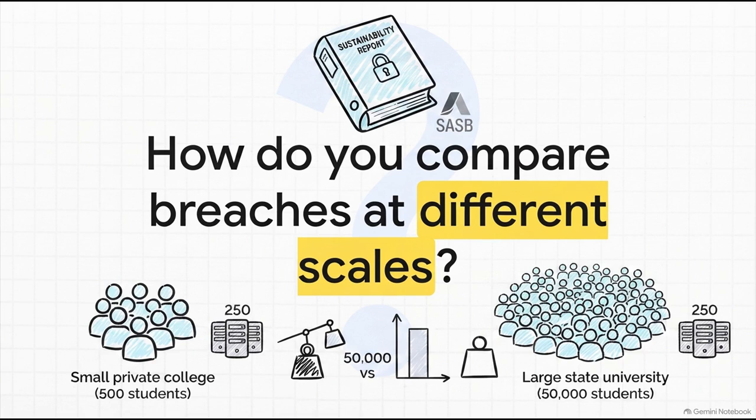Well, how do you compare a 50,000-student state university's data security breaches with a 500-student private college's breaches? It's pretty much impossible, because if the 500-student college has 250 records compromised, that's literally half their student body. But if the massive state university has the exact same number, it's just 0.5%. Raw numbers are, well, they're totally useless without an understanding of scale.